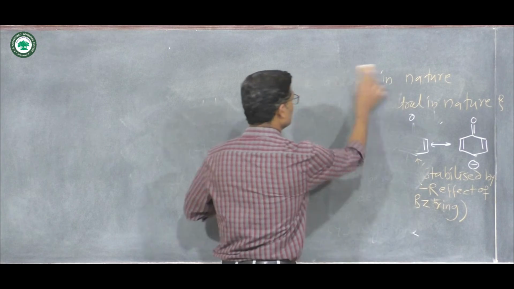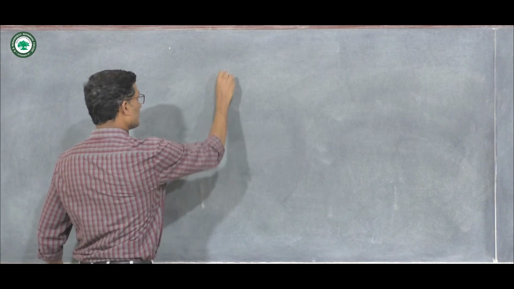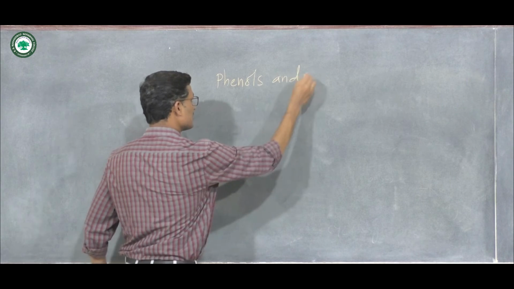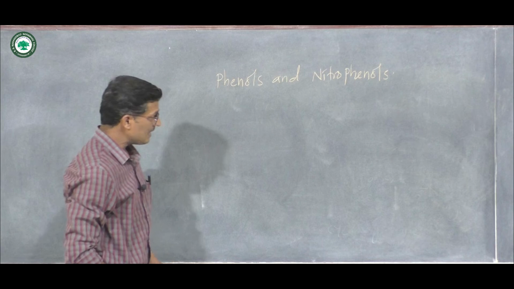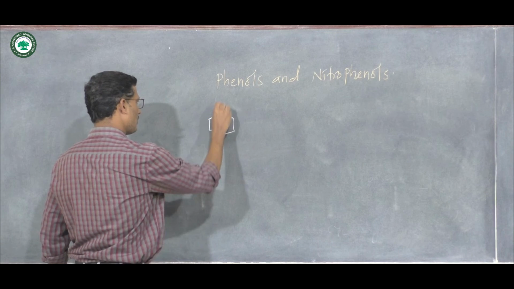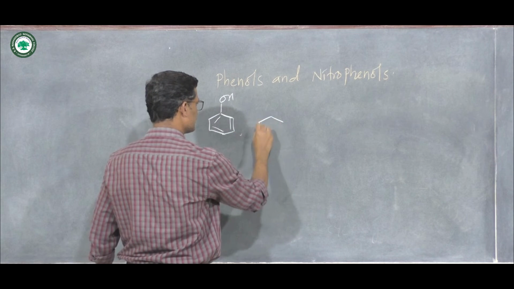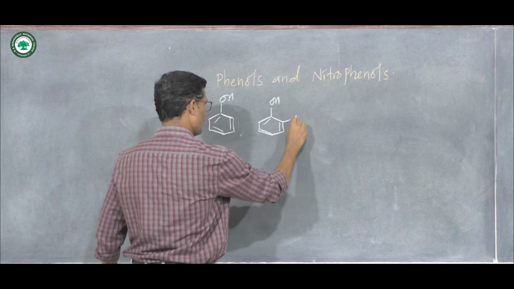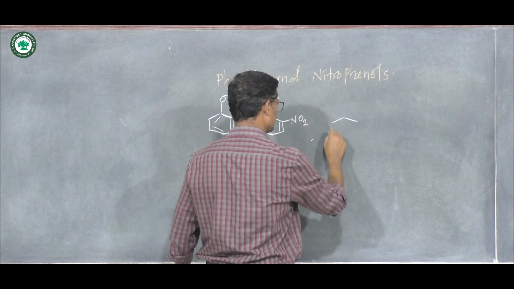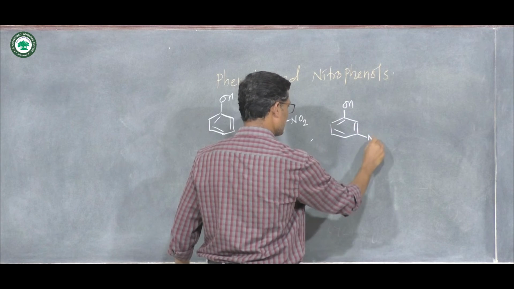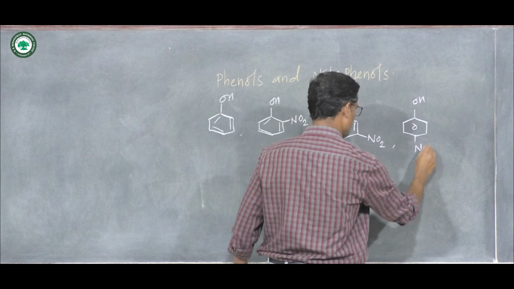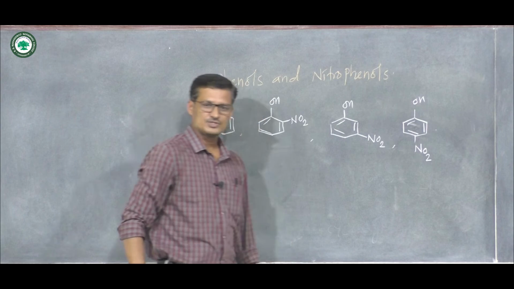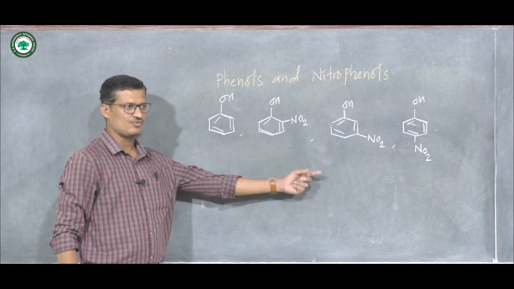We take the next example and compare the acidity between phenols and nitrophenols. We take a simple example. First, phenol, and we write all the nitrophenols: ortho-nitrophenol, meta-nitrophenol, and para-nitrophenol. So we compare the acidity between phenol and nitrophenols.